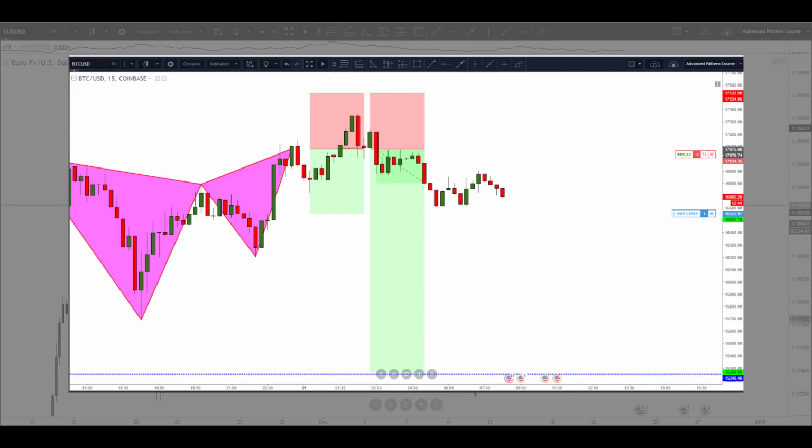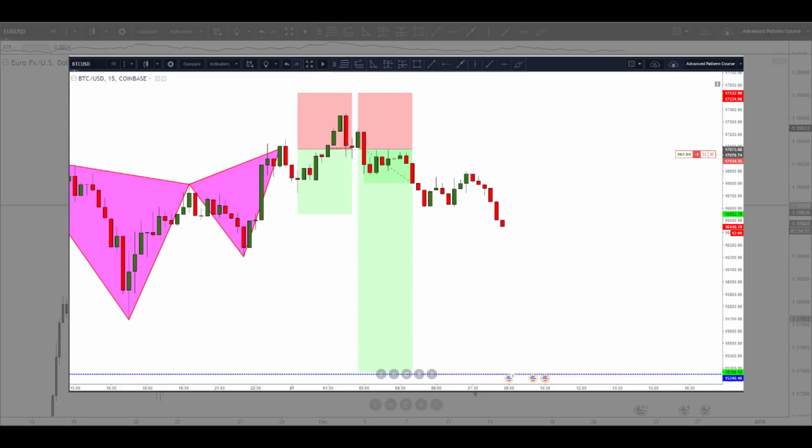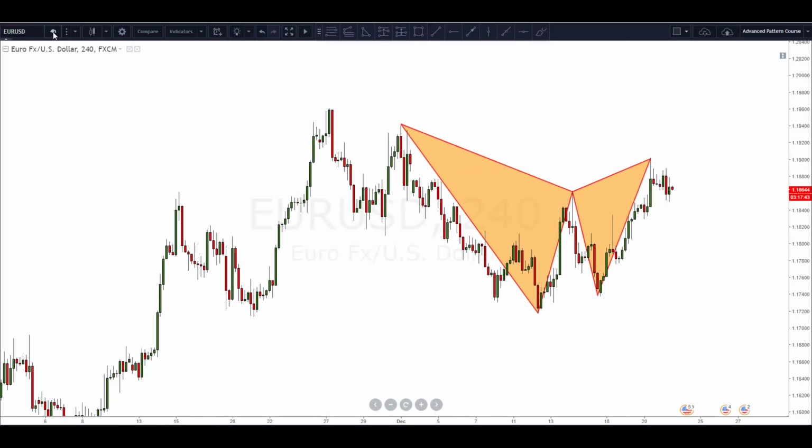So as you can see, Bitcoin hitting that first target. Now we'll go ahead and move back over and complete the analysis over on the euro dollar. And we'll periodically be checking back over here to see if those second targets get hit on this Bitcoin trade. Now what we're going to do is actually zoom the chart out.